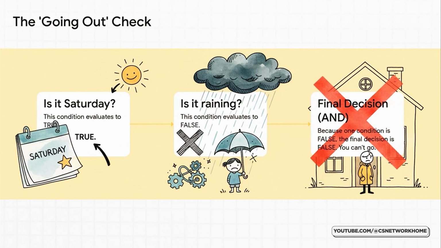This real-life example makes it crystal clear. Let's say our personal rule for going out is: is it Saturday? And is it raining? So let's follow the logic here. First question, is it Saturday? Yep, it is, so that's true. Second question, is it raining? Let's say, nope, it's not, so that's false. So because we use that super strict AND, we needed both things to be true. And since one of them is false, the final decision is false. Sorry, looks like we're not going out. See? One no spoils the whole plan.